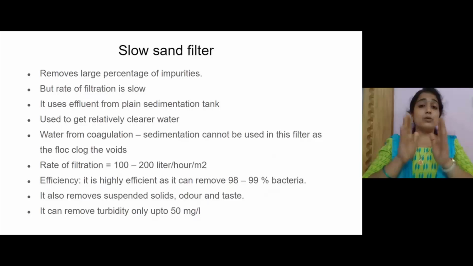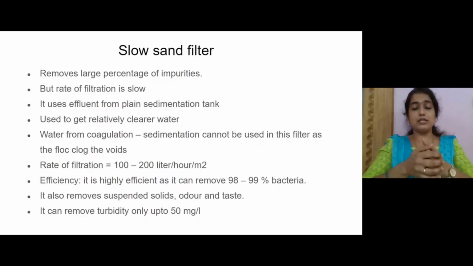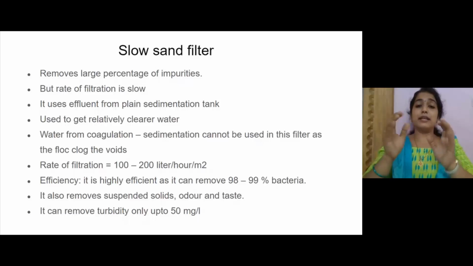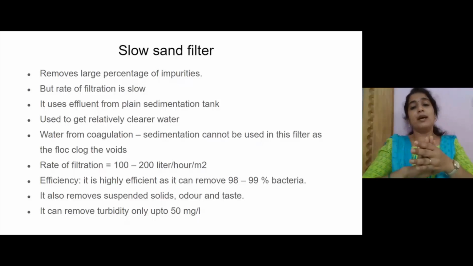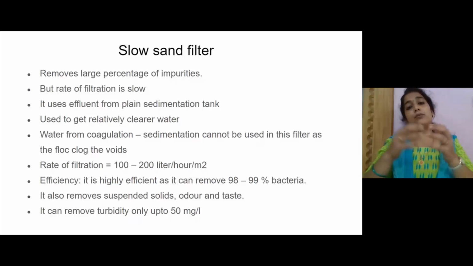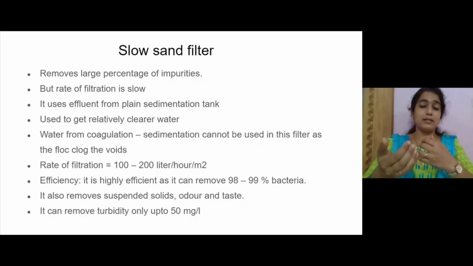What is a slow sand filter? As the name suggests, the filtration process is slow. It removes a large percentage of impurities, and the rate of filtration is very low. The quantity of water that passes through this slow sand filter is very low. The effluent water coming after the plain sedimentation process is used for filtering in the slow sand filter.